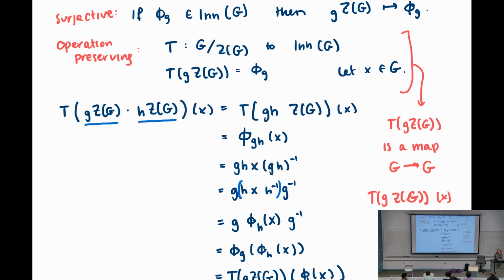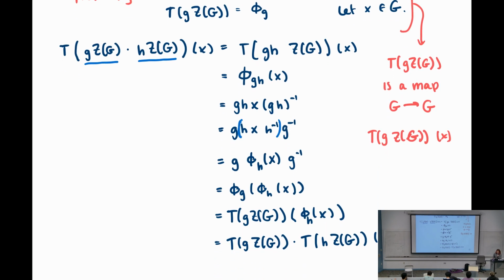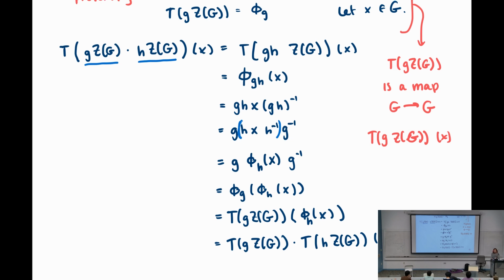Yeah. Can you go back to the bottom? I don't understand how the very last step works. How do you end up multiplying the two T's? Oh, because it's composition. So the operation is composition. So I could have done this in two steps. I could have written this first as T(hZ(G)) and then observed that composition was the operation. So that's what this multiplication is. Yeah. Other questions?